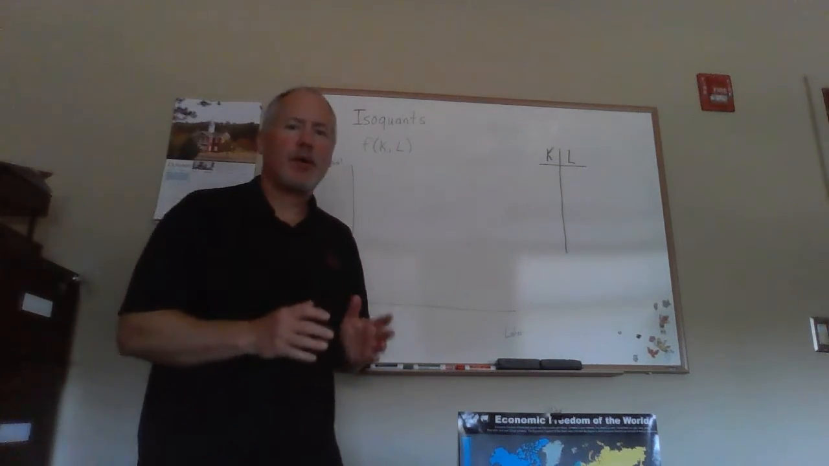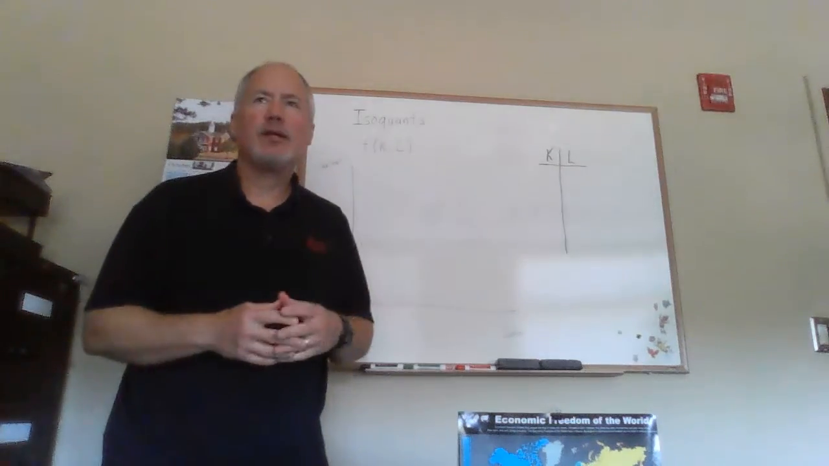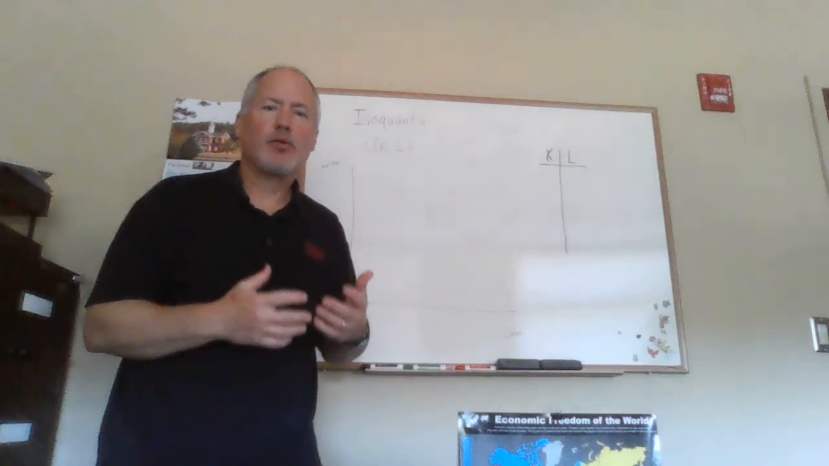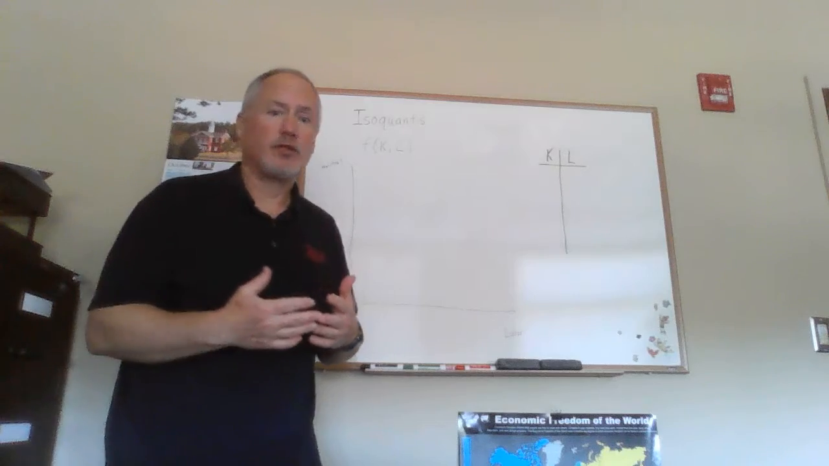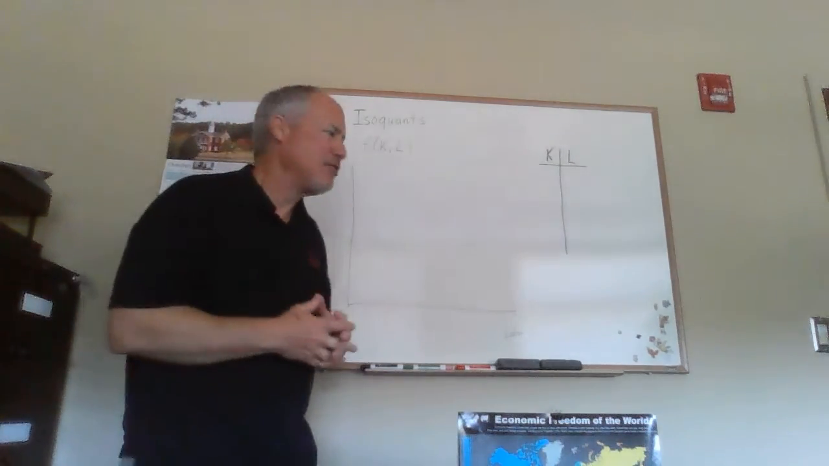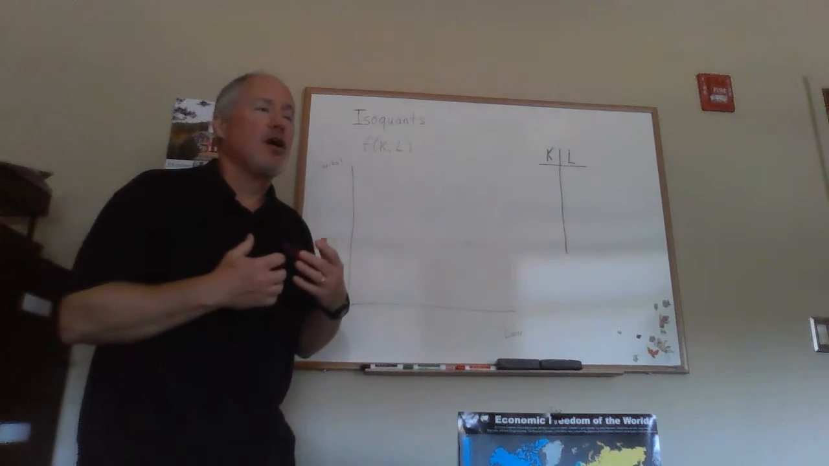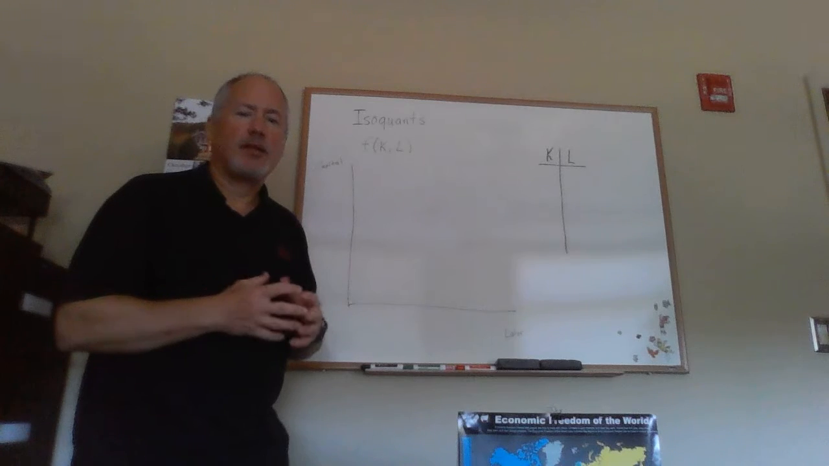This video is going to talk about isoquants, how we graph them and what they are. An isoquant is a contour line or a level curve of a production function. So we have a general production function here, F, which is a function of capital and labor. And we're going to use this two-input model that is very nice.